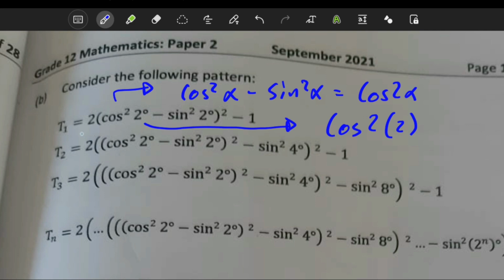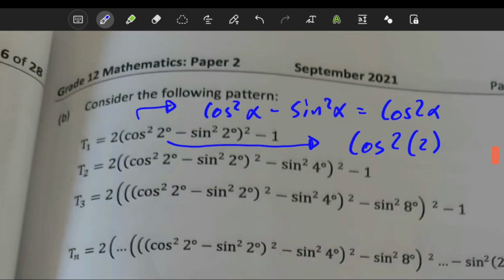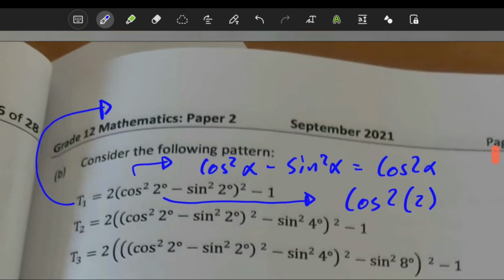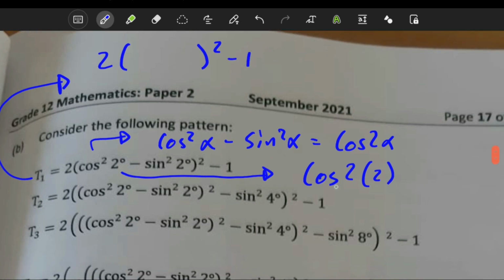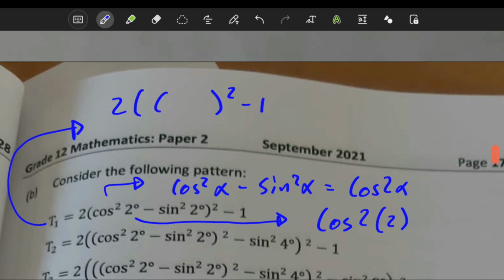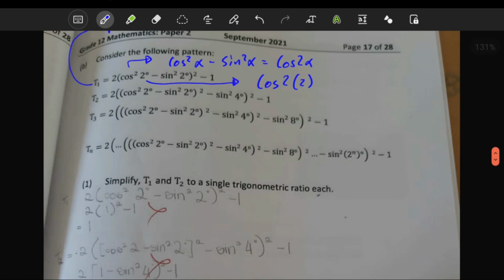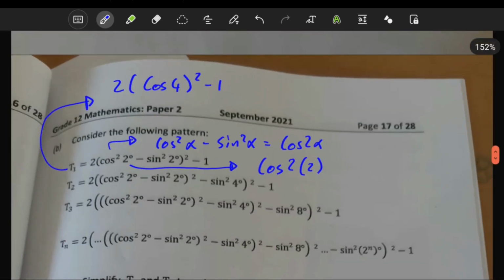Meaning if you simplify it, you're going to have 2 with this whole thing here squared minus 1. So let's see what this is going to come out as. This whole thing here is going to come out as the 2. Inside the bracket here, it's squared and then minus 1. So that's where the cos 2 times the 2 is going to go in. So it's actually going to be cos 4 squared minus 1. For the second ratio, if you look at it nicely, let's see, we already know what this is going to come out as.